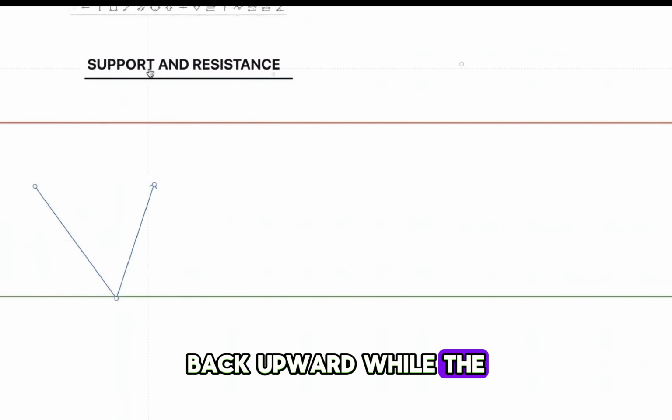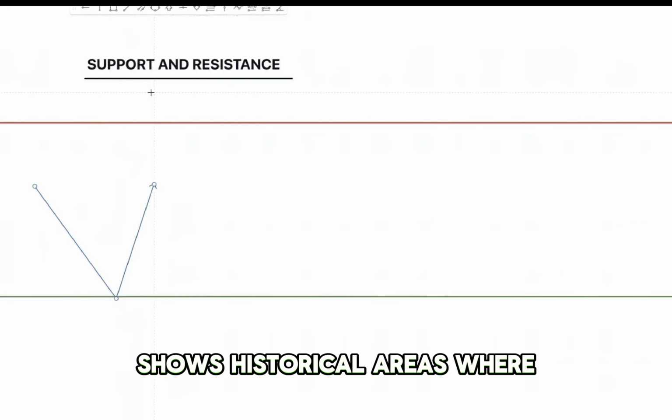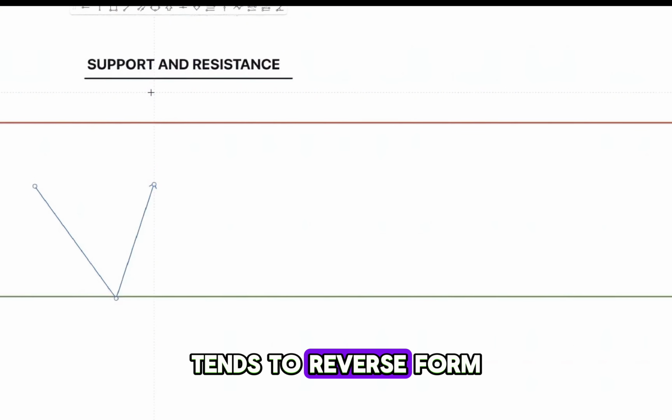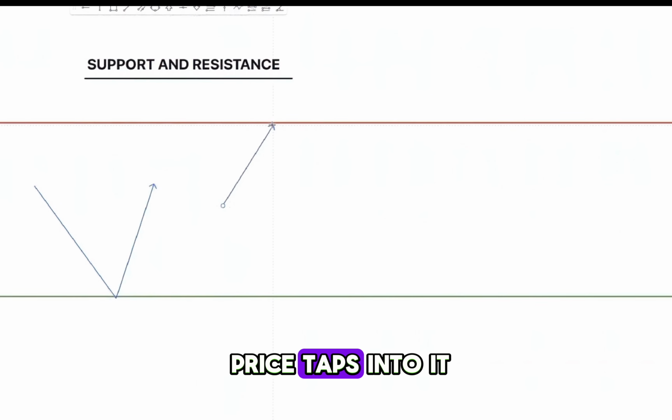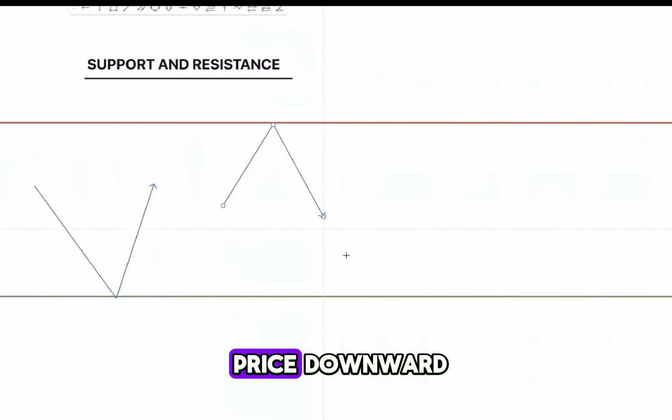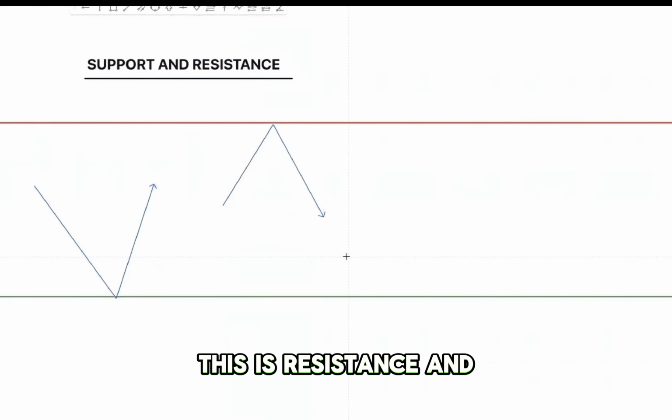While the resistance shows historical areas where price tends to reverse from with selling pressure. Something like this, immediately price taps into it, it tends to push price downward. This is a resistance and this is support, guys.